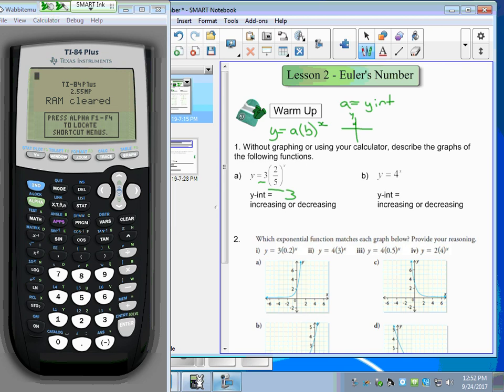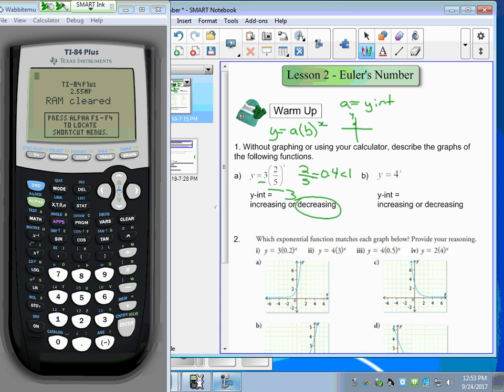Whether it's increasing or decreasing, we can tell by b. If it's 2 over 5, it's less than 1. You can think of 2 over 5 either as a fraction or as a number. If you divide it on your calculator, 2 over 5 is equal to 0.4, and 0.4 is less than 1. If it's less than 1, then we know that it's decreasing. If it's greater than 1, that means it's increasing.